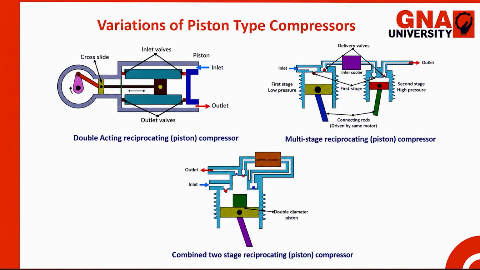Then next is the multi-stage reciprocating or piston compressor. Usually the multi-stage compressors are used where the pressure requirement is high. We have to get the delivery at high pressures. Let there be two stages. This is stage one and this is stage two. In stage one, the inlet ambient air comes in this direction, gets compressed here, and then moves out through the outlet. Then it moves to the intercooler.